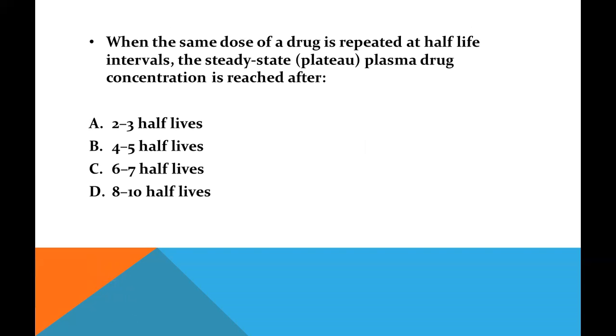Now moving to the next question. When the same dose of drug is repeated at half-life intervals, the steady state plasma drug concentration is reached after. The options are 2 to 3 half-lives, 4 to 5 half-lives, 6 to 7 half-lives, and 8 to 10 half-lives. So the correct option is option B, 4 to 5 half-lives. After 4 to 5 half-lives, the steady state plasma drug concentration is reached.